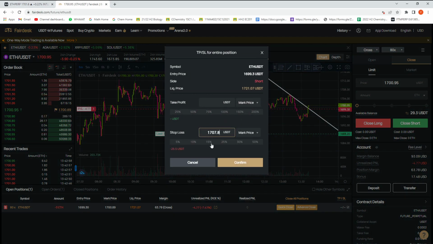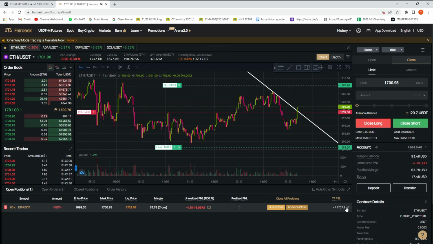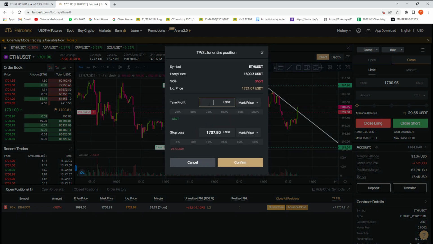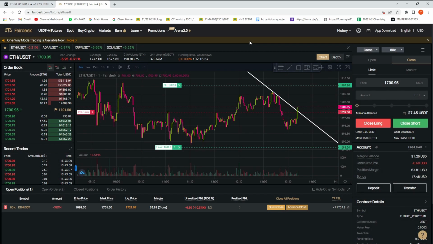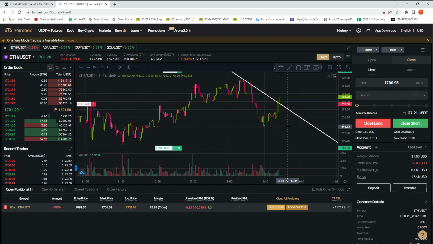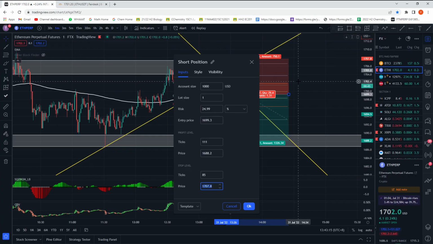So if I were to lose this trade, it's not too bad. I'll lose about $25, but if I were to win this trade, so let's see, 168.2, I'll win about $33, which isn't too bad. So anyways, I'm going to be explaining my entry for this trade.